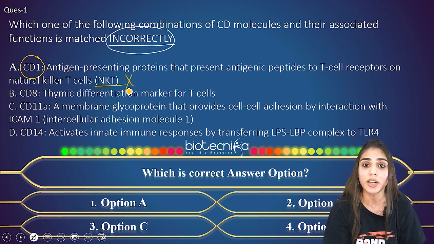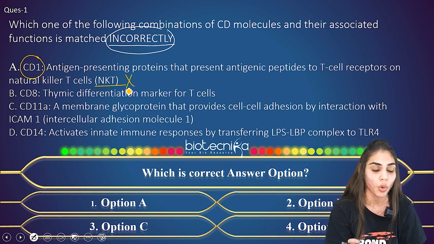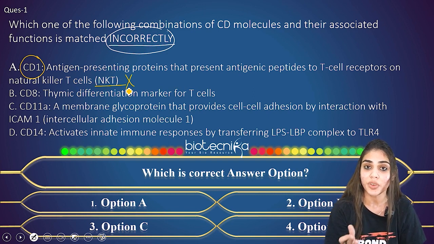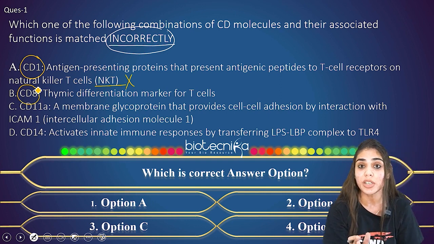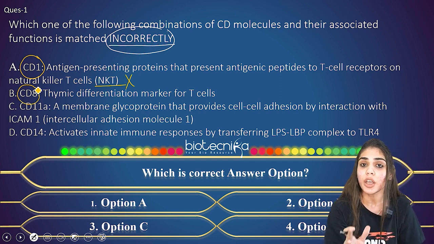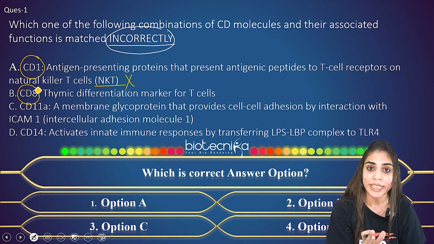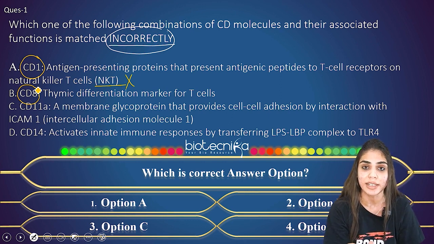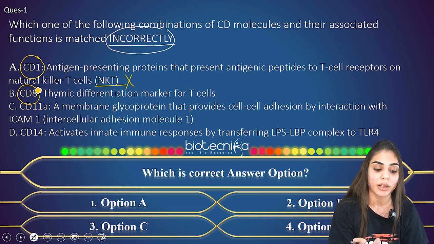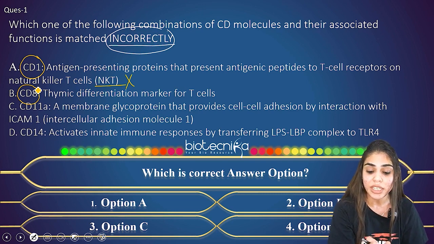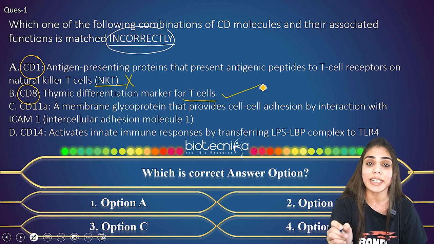And here in the question, we have to select the incorrect option only. So option first is incorrect. Now let's see whether the other three options are correct or incorrect. CD8 is a marker that is present on the surface of TC cell. You all know that there are two types of T cell, TH cell that is T helper cell and TC cell that is T cytotoxic cell. T helper cell has CD4 marker and TC cell has CD8 marker. So CD8 is a thymic differentiation marker of T cell, that is a correctly matched option.